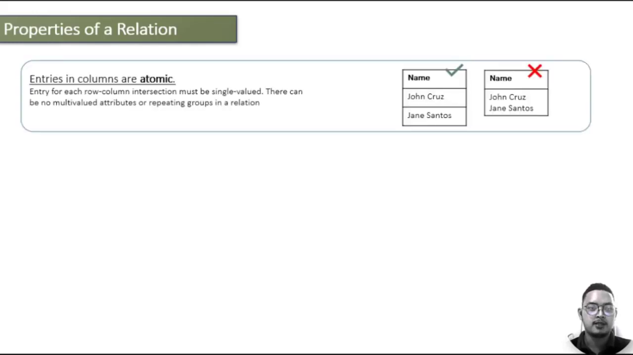Hi, can we consider every table of data a relation? The simple answer is no. A relation has properties that distinguish it from any common table. Let us discuss those properties.